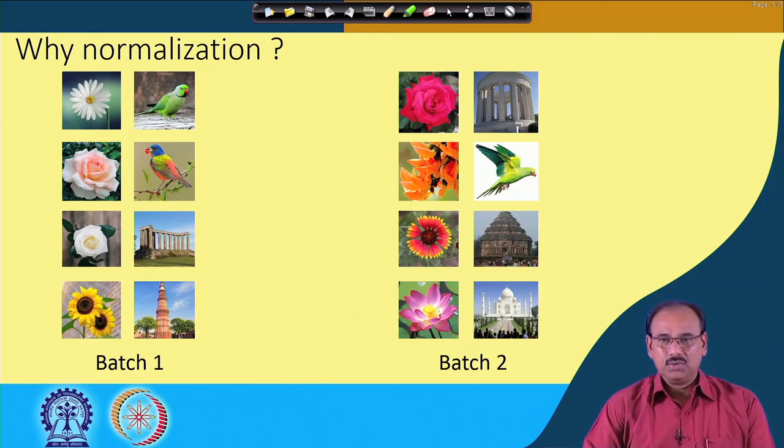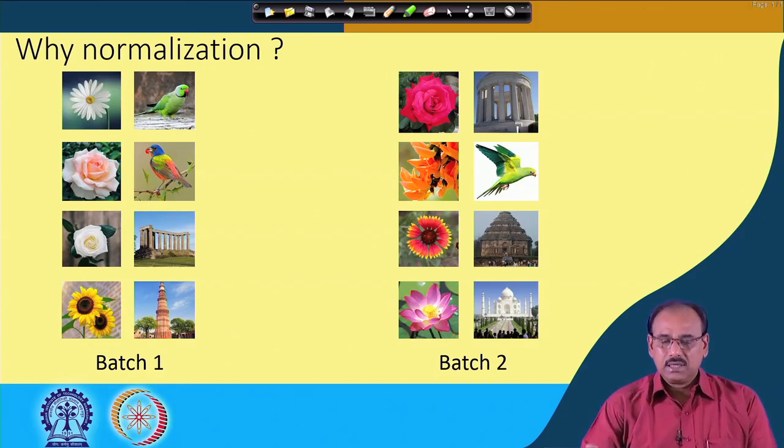Whereas in batch 2, all these flowers are very rich in color. So, when you represent them in the vector space, the distribution of the vectors representing the flowers in batch 1 and the distribution of the vectors for flowers in batch 2 are likely to be quite different.